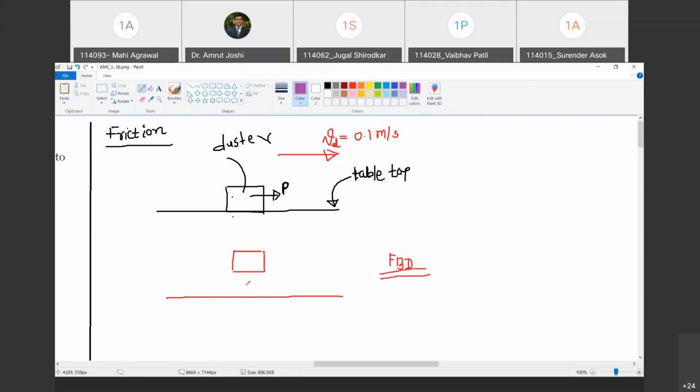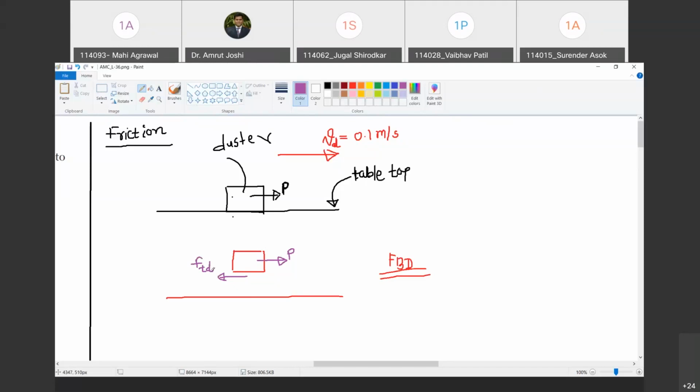Let us neglect the mass, which I cannot do in reality, but let us try. So how does the free body diagram of the duster look? It has force P applied here. Are you with me? And the tabletop in turn applies a frictional force in this direction on the duster. Do you agree with me? Yes, sir. So this is the frictional force F applied by the tabletop on the duster. See how it is written: it is the force applied by the tabletop on the duster.